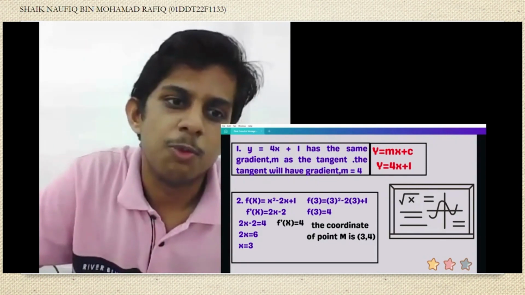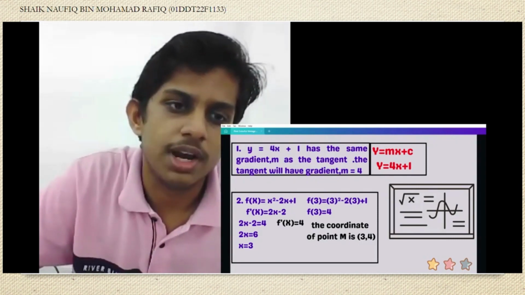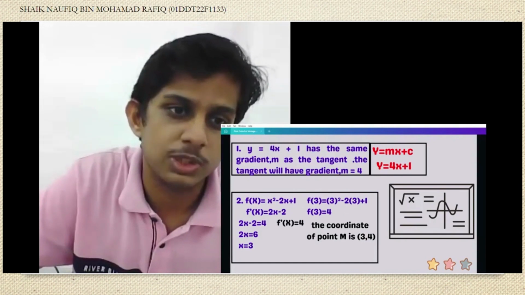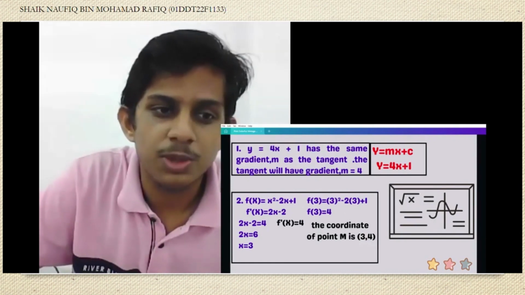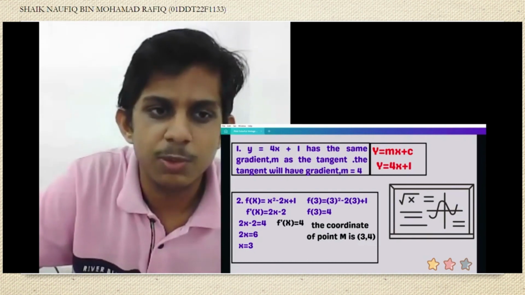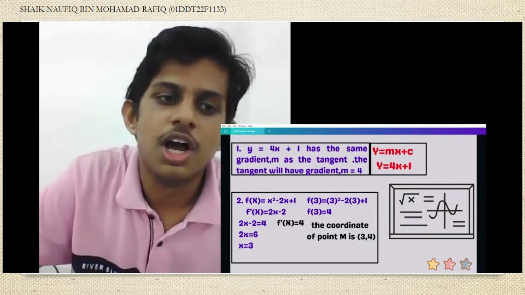So we differentiate the quadratic equation x squared minus 2x plus 1, and once we differentiate the equation, we will get 2x minus 2.